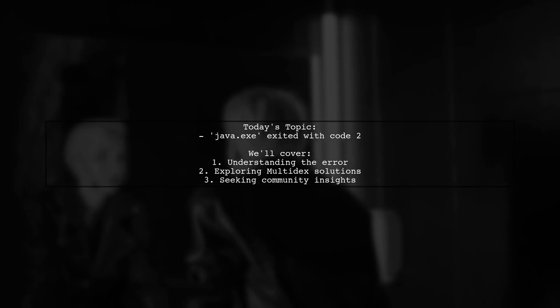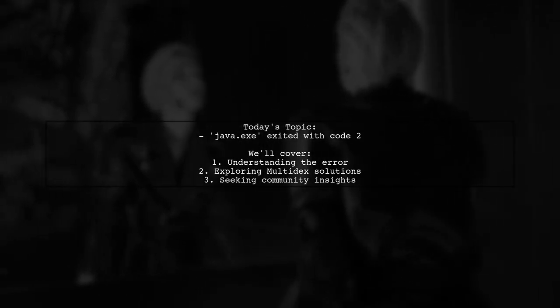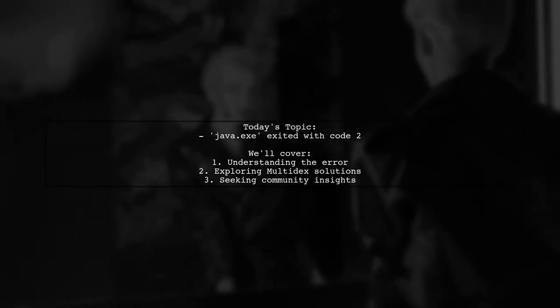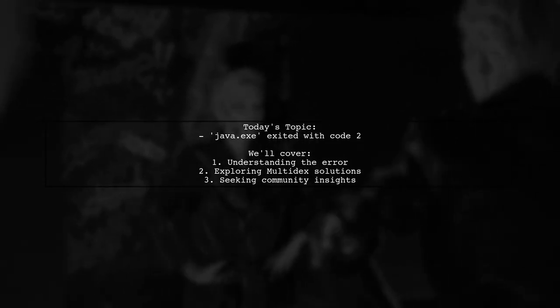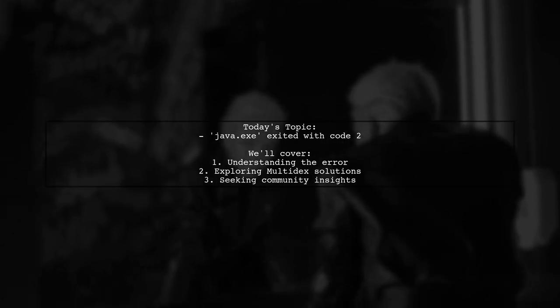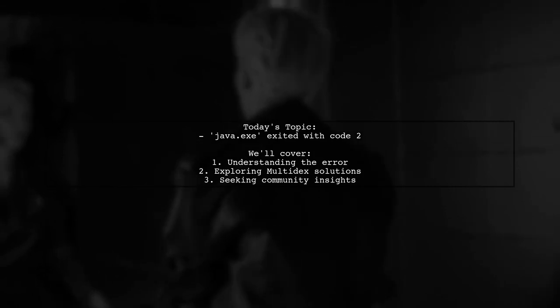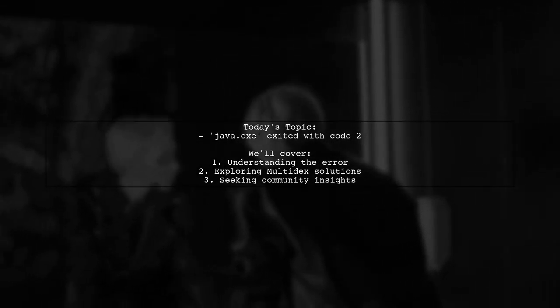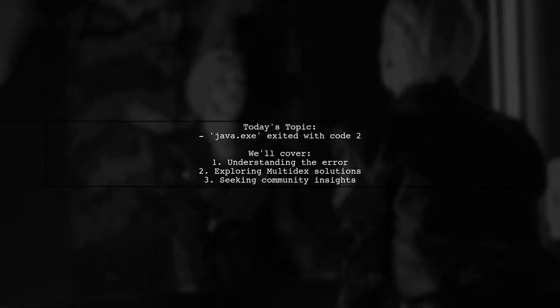Today, we're tackling a frustrating issue that many Xamarin.Android developers encounter. Our viewer is facing the error message, java.exe exited with code 2 while trying to build their project. After extensive research, they discovered the potential solution of enabling multi-dex, but despite following the guidance from a blog post, they're still running into the same error on API level 25. It seems like multi-dex support might not be as straightforward as it should be. Let's dive into this problem and explore possible solutions together.